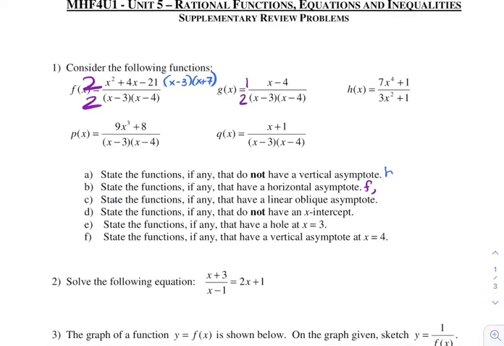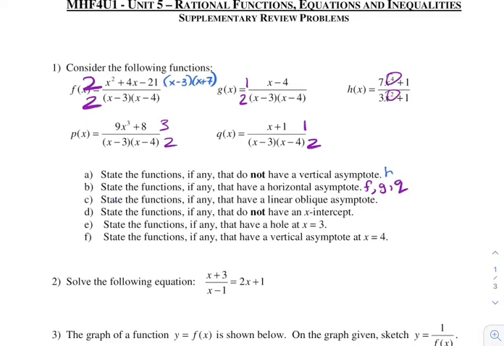For g, degree on top is 1, degree on the bottom is 2. So that would also have a horizontal asymptote. In that case, it would be at 0. H, degree on top is 4, degree on the bottom is 2, so it would not have a horizontal asymptote. For P, degree on top is 3, degree on the bottom is 2, would not have a horizontal asymptote. I might have called it vertical earlier, but horizontal is what we're looking at. And the last one has a degree of 1 as the numerator and 2 as the denominator, so that would have a horizontal asymptote at 0 in that case, Q.